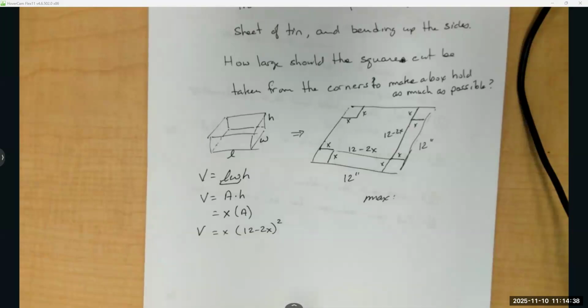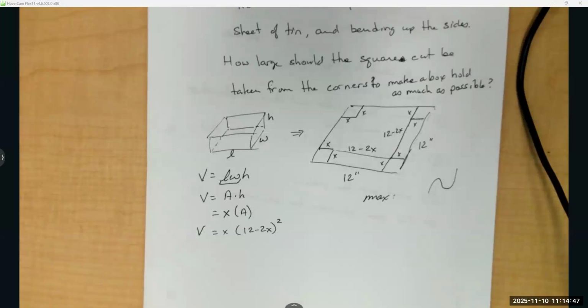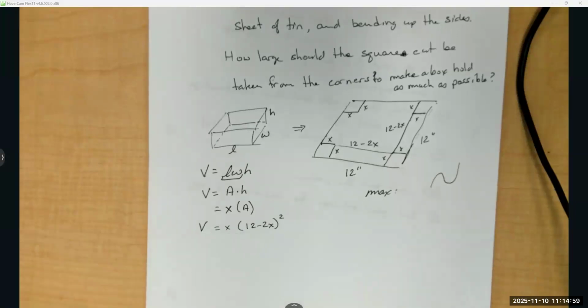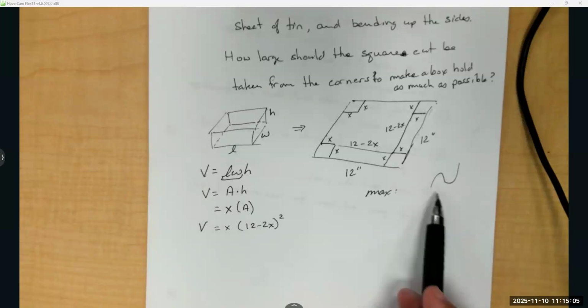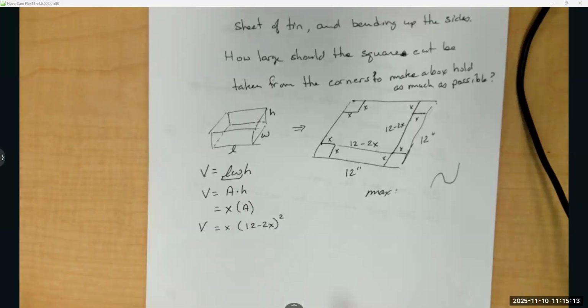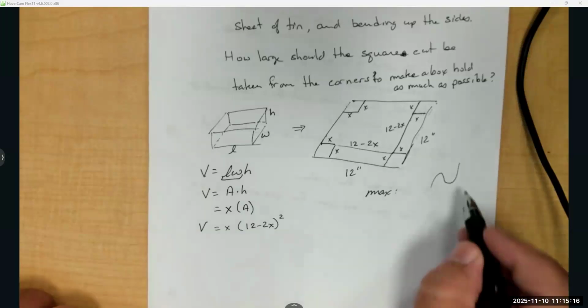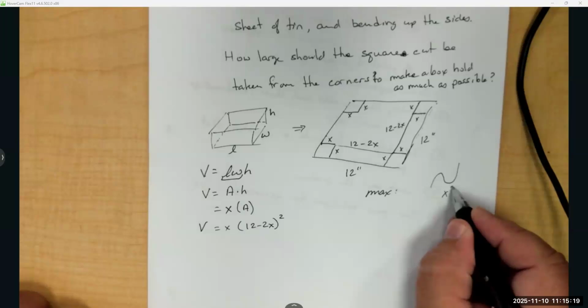Only thing about it is a volume is a cubic function. Aren't cubic functions graphs like this? Right, because this is going to be squared, times this makes it a cubic function. Isn't that going to be a problem? Actually, no, good idea, but no. Think about it. This is a cubic function if x is positive.